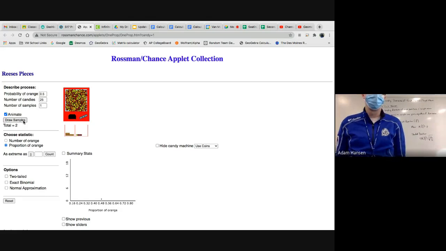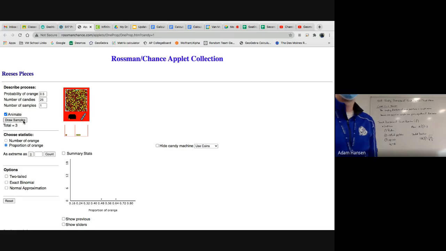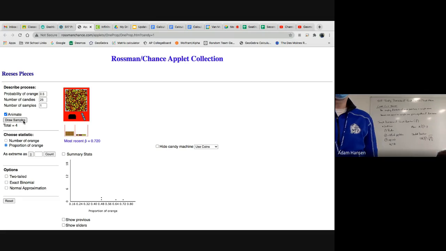Let's draw another sample. Ooh, I got a lot of orange candies, 64% this time. A few more samples. 48% again. 72%, a lot of orange candies.